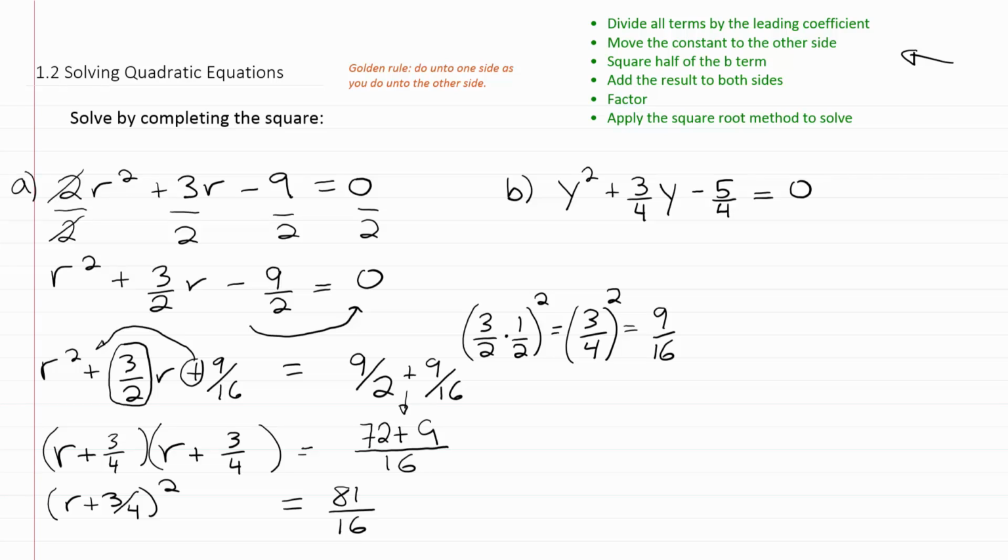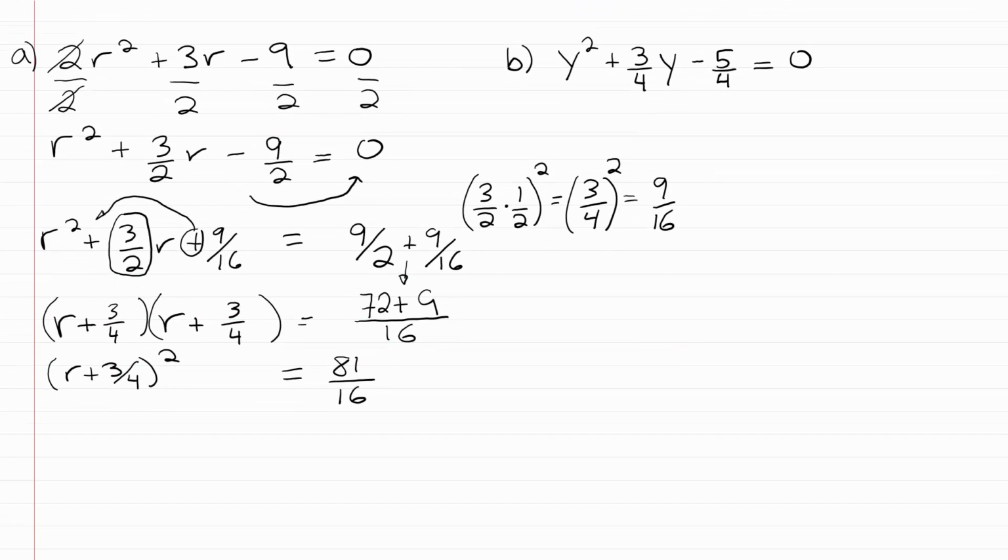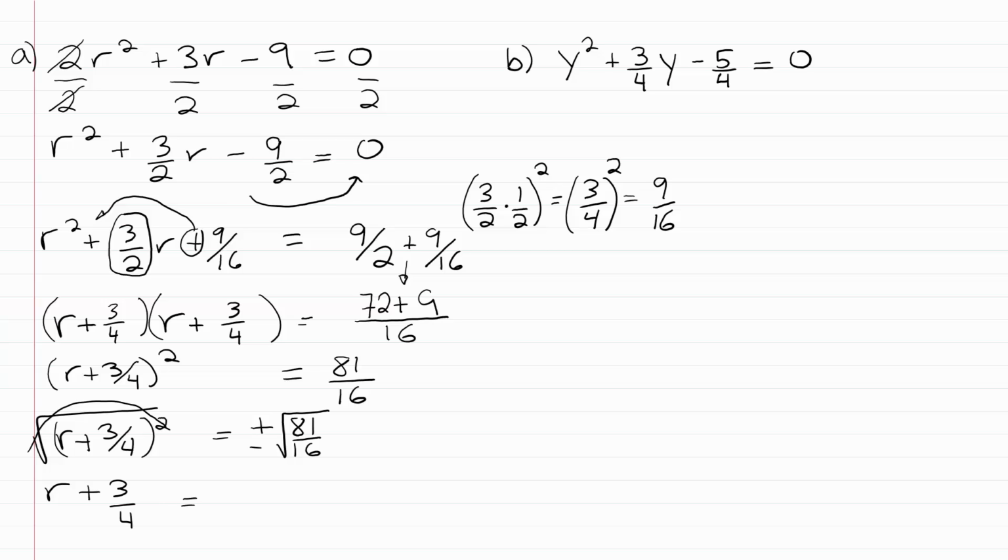And then finally, we apply the square root property to solve, right? Or the square root method to solve. So what we mean by that is we're just going to take the square root of both sides of the equation. So square root of r plus 3/4 quantity squared will be equal to plus or minus the square root of 81 over 16. And when we take the square root of the left-hand side, the square disappears, and we end up with r plus 3/4. And that will be equal to plus or minus the square root of 81 over 16. What's nice about that is the square root of 81 is simply 9, and the square root of 16 is simply 4. So we end up with plus or minus 9/4.